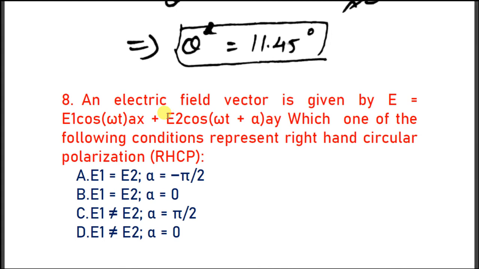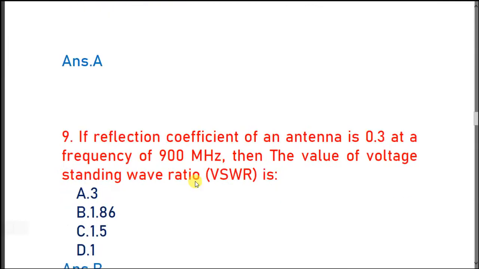So this is the condition for circular polarization. For right hand circular polarization, the value of alpha is equal to minus pi by 2, and for left hand circular polarization alpha is equal to plus pi by 2. So this satisfies condition A, where both magnitudes are the same and alpha is equal to minus pi by 2. Okay, so the answer is A.